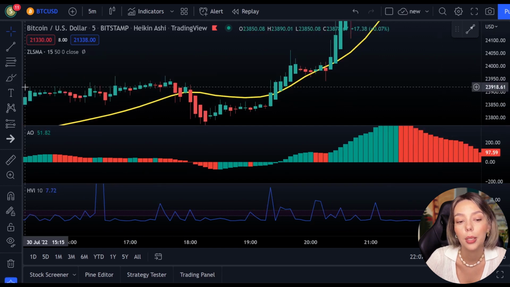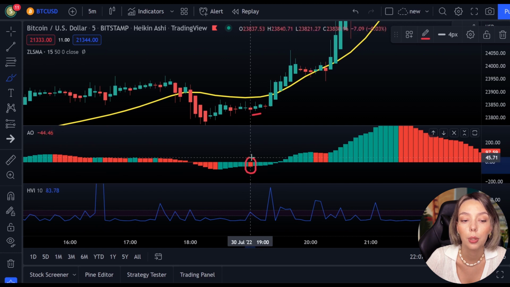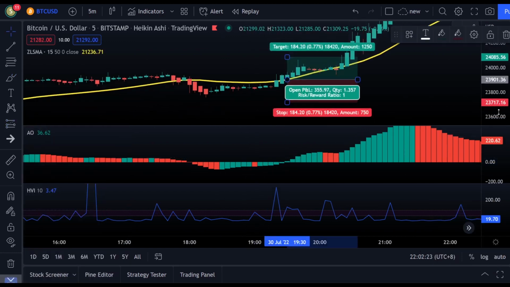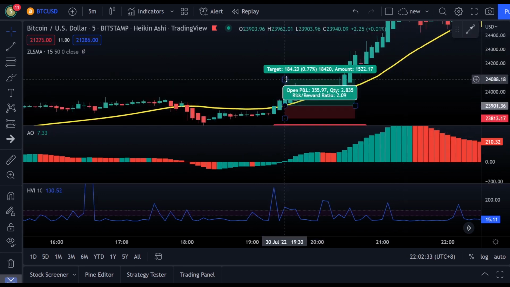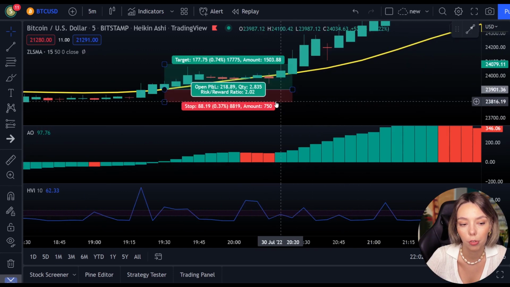We are going to place our stop loss at the low of the candlestick the Awesome Oscillator printed the most recent red bar on. Our take profit target will be set at 2 times the risk.